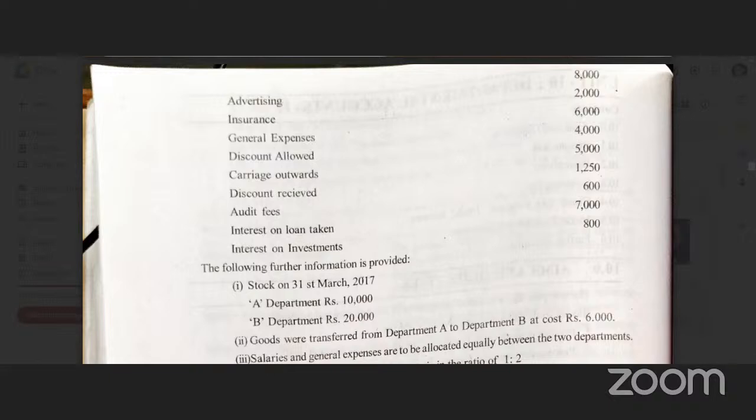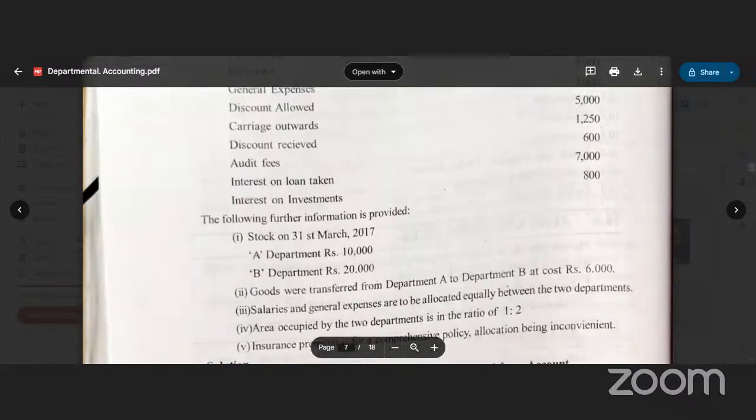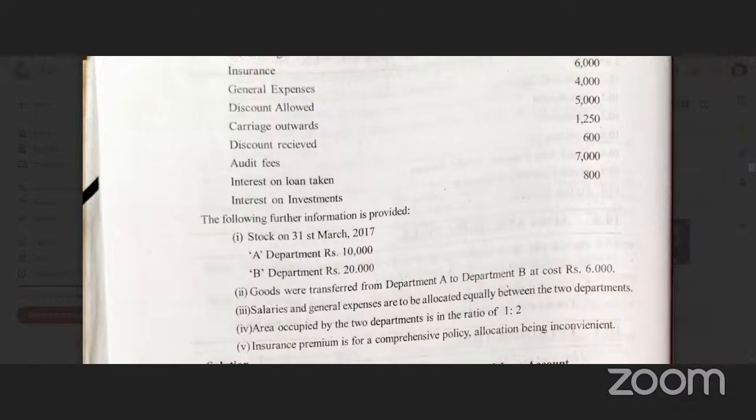Next, audit fees. It's a common expenditure. We cannot divide it. Audit fees are common for the entire organization. The auditor will come and check your books and give the certificate. So you cannot divide it. Audit fees is a common expenditure, taken under the total. Next, interest on loan taken and interest on investments. This is also total.